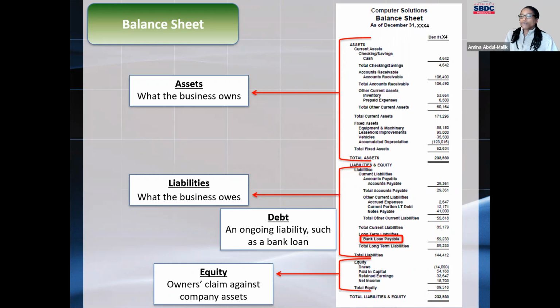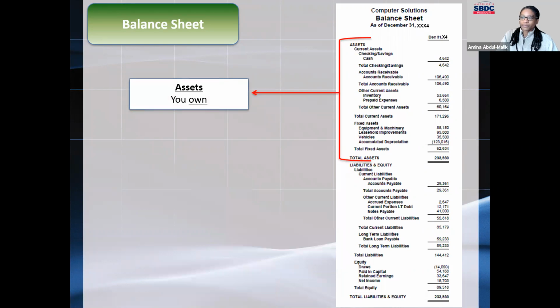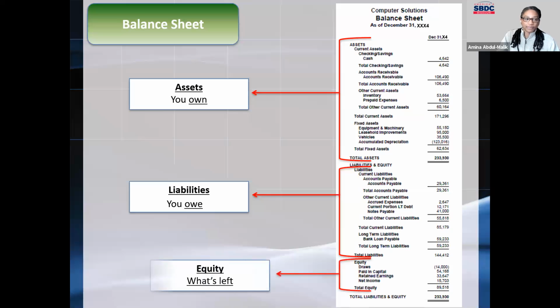So one thing I want you all to notice and remember as you get started on creating your own financial statements is that every time you have a balance sheet, your assets are always going to equal your liabilities and equity. So for Computer Solutions, the total assets are 233,930, and that's the same number you see down there at the bottom for total liabilities and equity. Anybody have any idea why that might be the case?